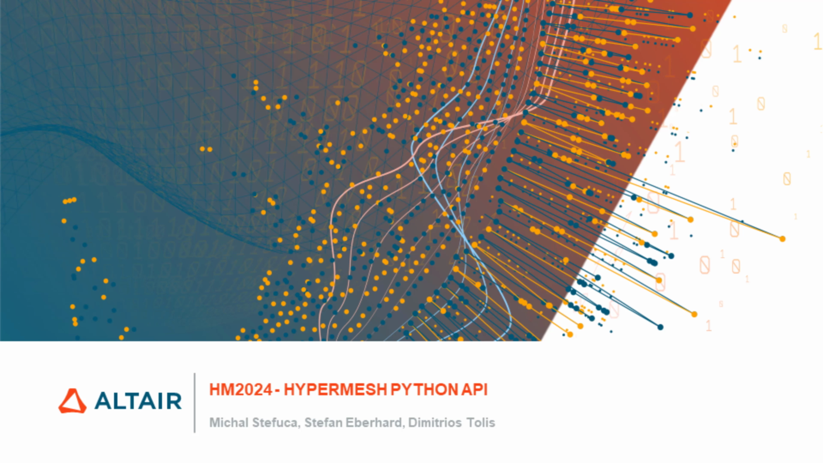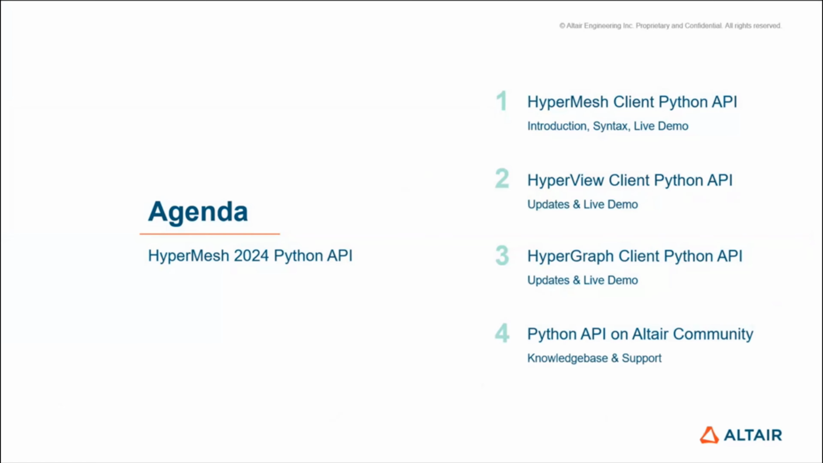In the first one, last week, we went over the bigger picture and the wider update on the topic of automation customization. And today the aim is to dive a bit more into details of the Python API. Specifically, we will start with HyperMesh client APIs, how Python is shaped for HyperMesh, how it looks there, and how to work with it. And then I will hand it over to Stefan, who will cover HyperView and HyperGraph.